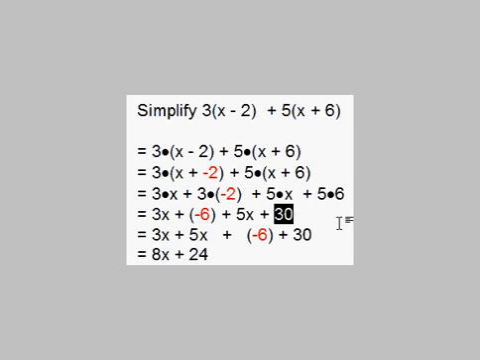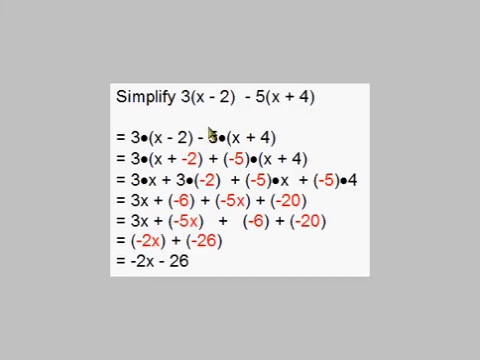Now I'm going to rearrange and put the like terms together. I put the 3x next to the 5x and the negative 6 next to 30. 3x's added to 5x's makes 8x's. Negative 6 added to 30 makes positive 24, so our final answer is 8x plus 24.